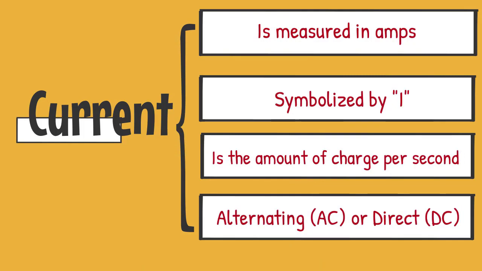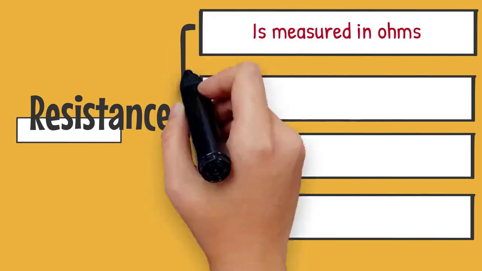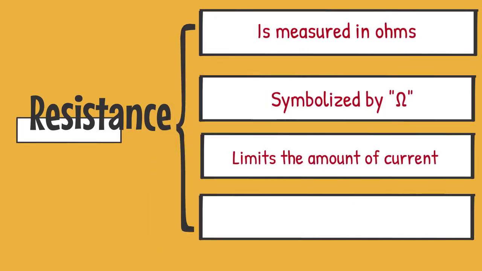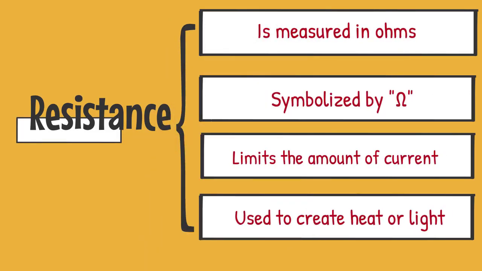It is equal to the amount of charge that passes a part of a circuit per second, and current can either be AC, which is alternating, or DC for direct current. Then we have resistance, which is measured by the SI unit ohms, symbolized by the Greek omega symbol. And resistance is what limits the amount of current through a circuit, either due to imperfections in the wire or purposefully designed to create things like heat, or if you have enough heat, it'll start to glow and make light.